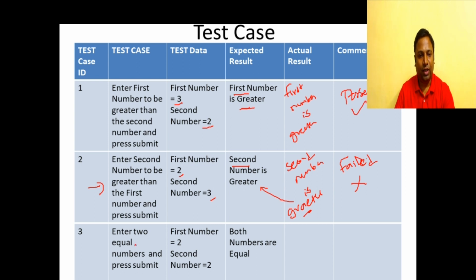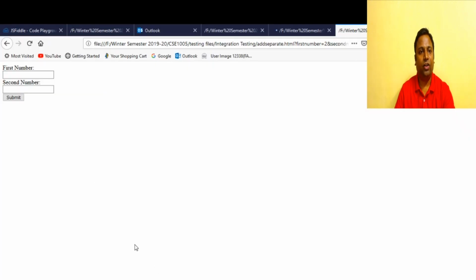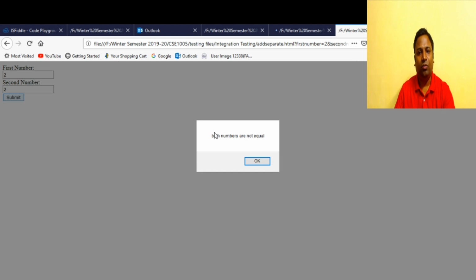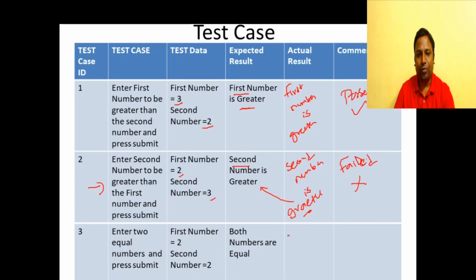It's going to execute another test case here. Enter two equal numbers and press submit. So we're going to enter 2 and 2 and we're going to press submit here. So both numbers are not equal. So we're getting another issue here, that both numbers are not equal is the message that is getting displayed. We'll go and capture that. What we are getting here, both numbers are not equal.